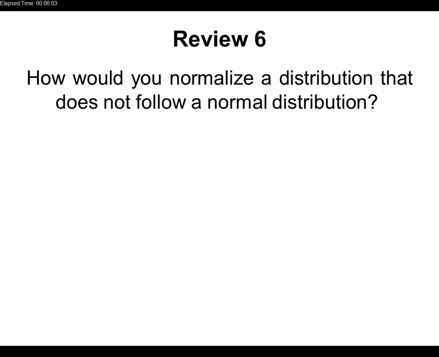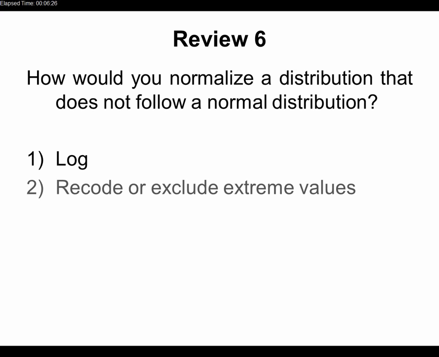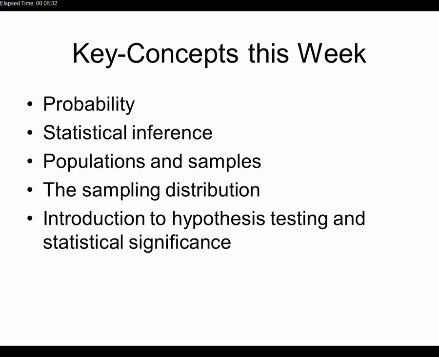Okay, number 6 is, how do we normalize a distribution that doesn't follow a normal distribution? All right, there are 2 ways to do it. The first is we use the log function in SPSS, and remind me to show you how to do that at the end of this lecture. And the second is that we recode or exclude extreme values. If you recall, we talked about that last week on the z-score lecture.